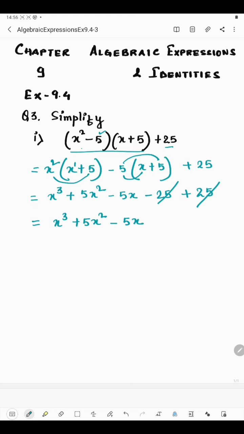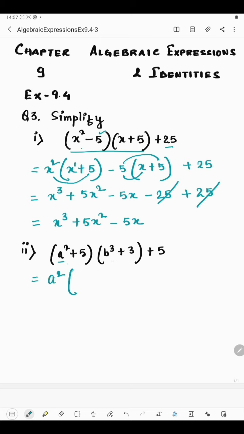Okay, now coming to the second part. In the second part we have (a² + 5)(b³ + 3) + 5. So here the first term of the first bracket, a², will be multiplied by the second expression, which is b cube plus 3. The second term of the first bracket, 5, will be multiplied by the second expression, which is b cube plus 3. And this is having a plus sign, so it will remain same.